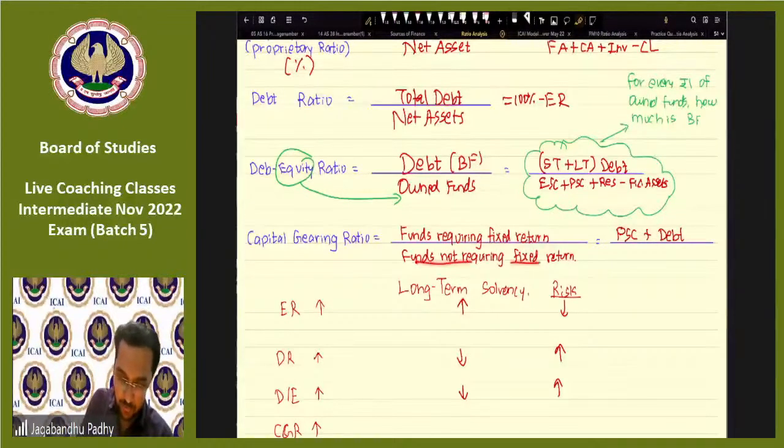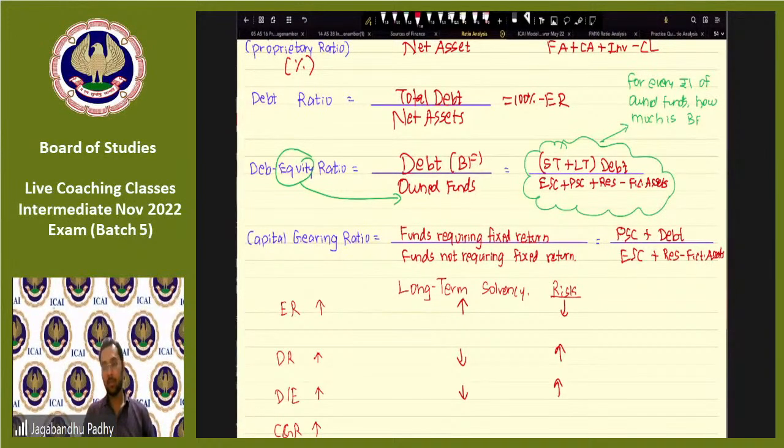And funds which do not require a fixed return are the equity share capital plus reserves minus fictitious assets. So preference share capital plus debt upon equity share capital plus reserves minus fictitious assets. So debt means all sorts of debts, even the short-term ones. So preference share capital and debt in the numerator, which are adding gear to your business. And in the denominator, you have the equity share capital plus reserves minus the fictitious assets.